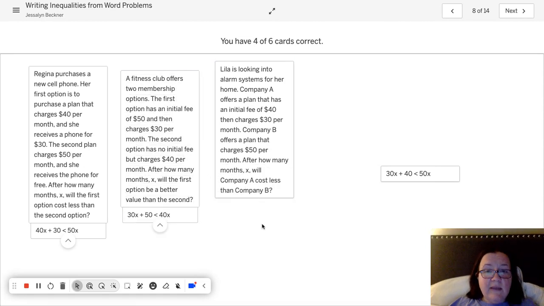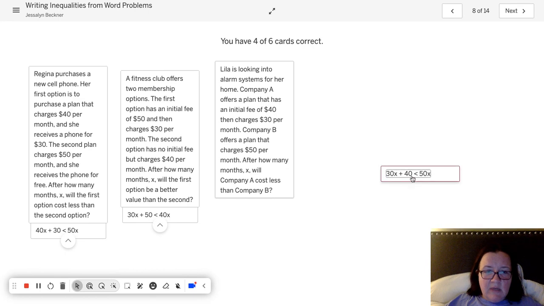Okay. Lila is looking into alarm systems for her home. Company A offers a plan that has an initial flat fee of $40, then charges $30 per month. Company B offers a plan that charges $50 per month. After how many months of X will Company A cost less than Company B?